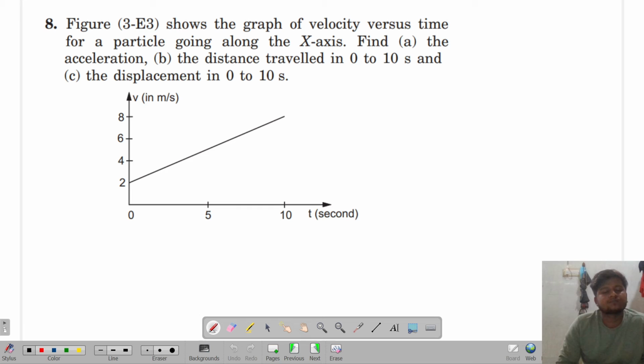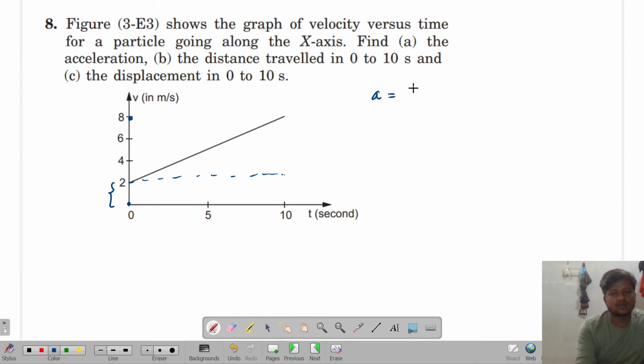Asparsa, what is the initial velocity given over here according to the graph? 2, correct. Okay. So look over here. At t equal to 0, we have an initial velocity of how much? 2 meter per second. Now, from 2 meter per second, the velocity of the car increases to how much? 8 meter per second. In time, how much? 10 seconds.